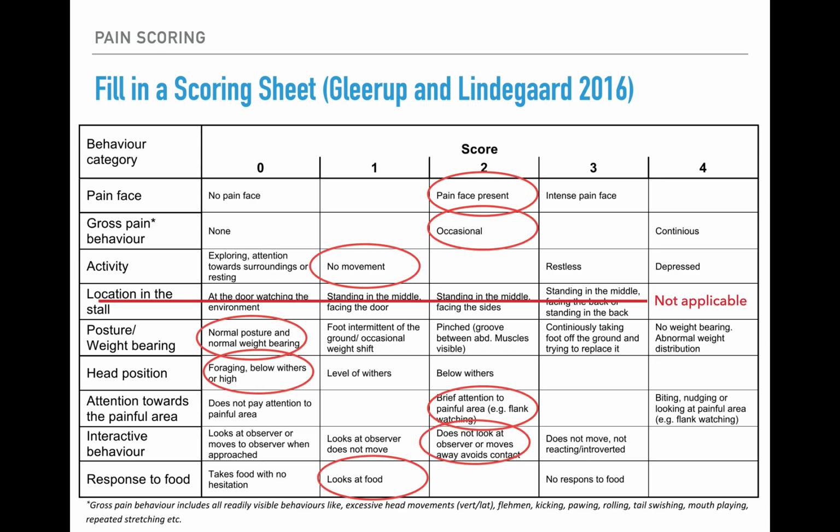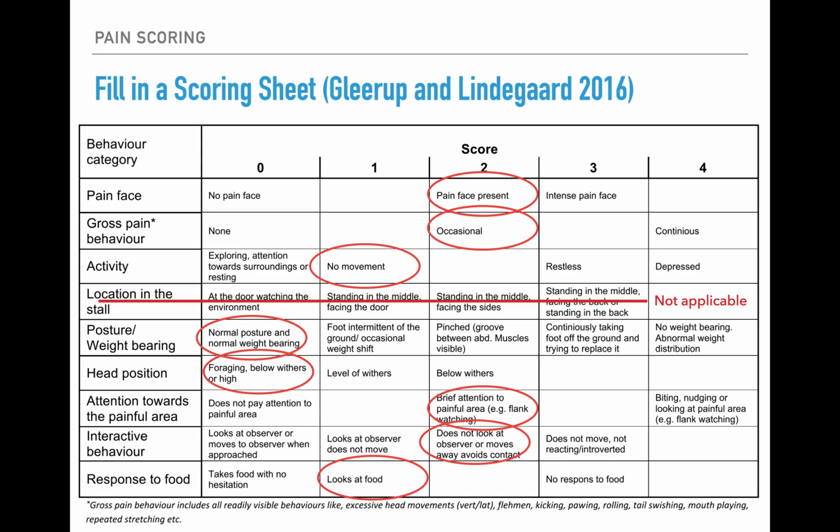So if we move on to fill in the scoring sheet, here's how I scored him. He has a pain face present. If you go back and look at the video clip, you can see that his ears are held to the sides, there's tension over his eyes, and he's got tension in his muzzle. The gross pain behaviour is the occasionally looking at his flanks and his flehmen reaction, so he is showing some intermittent pain behaviour. He's moving less than normal, not restless, but at the same time he's not moving around like you'd expect him to. We can ignore the next row because it's not relevant.